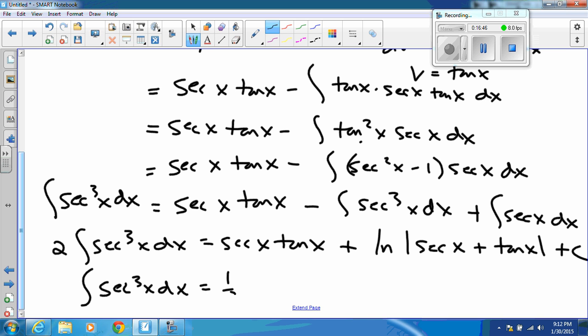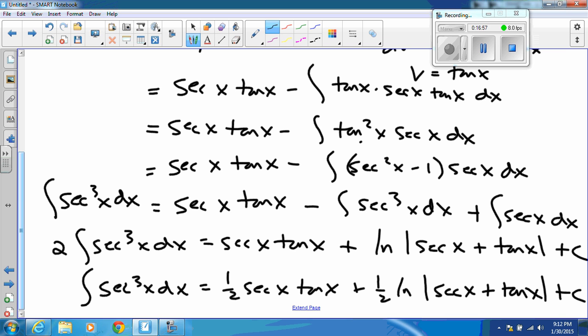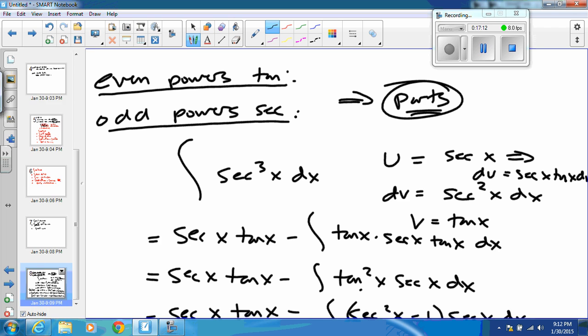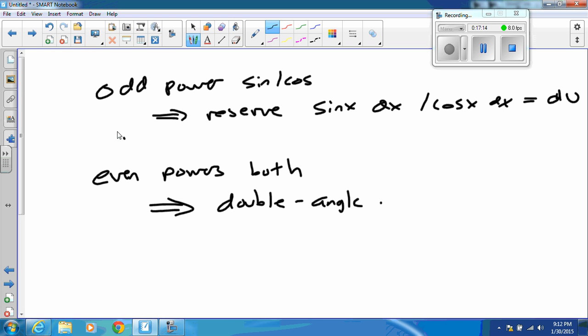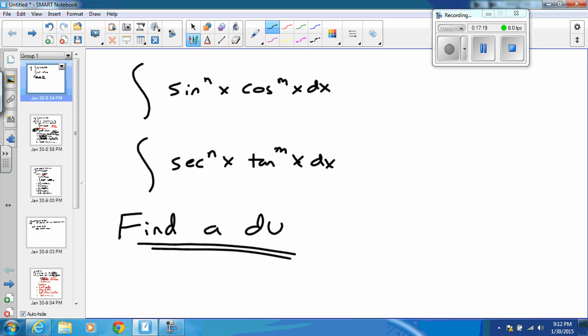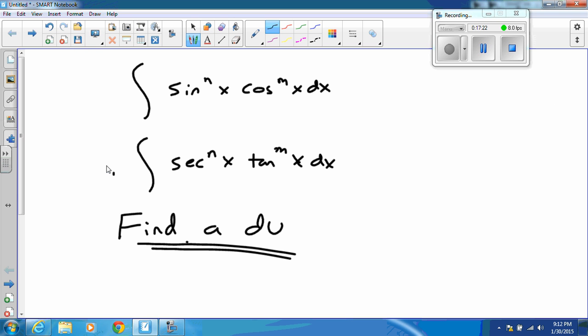And I remember that the integral of secant is natural log of secant plus tangent. And so we just need a little bit of division to carry us home. And there it is. This is the most complicated case, where we have odd powers of secant and even powers of tangent, and when we have that situation, the indicated method is parts. So let's review.